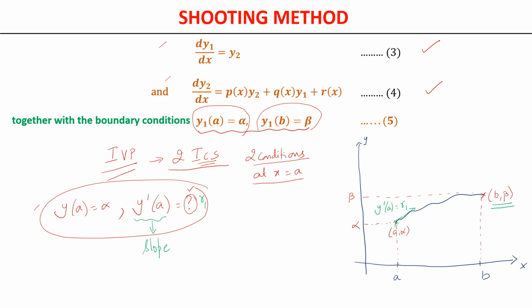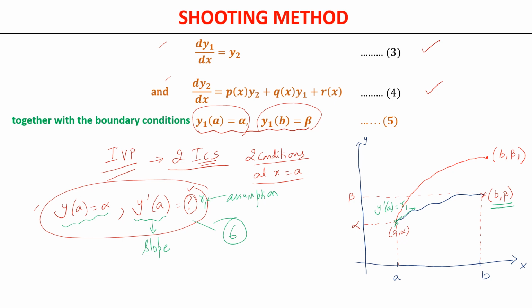I assume y of a equal to alpha as it is given. I take y dash of a equal to gamma as an assumption, and then I solve the entire IVP. That is 3, 4, and these two new equations, if I call them 6. What happens in that case? I may end up with some other curve. I may start here and reach the point here at B. Exactly, I am not reaching beta, but I may reach a point beta 1.